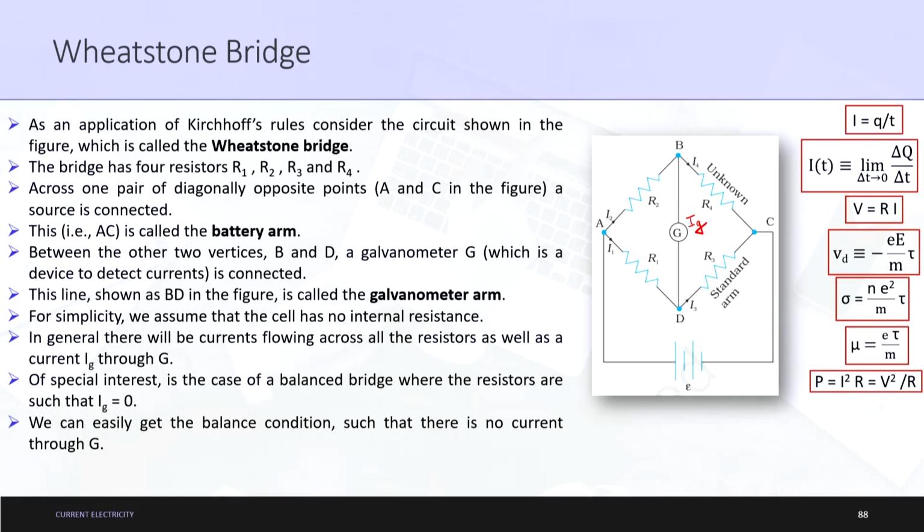What happens in a balanced bridge? The resistors are such that Ig is equal to 0. There will be a combination of these resistors such that the current flowing in this BD arm is 0. So, we can easily get the balance equation such that there is no current through G. How to get this balance equation is the complete application of the Wheatstone bridge. Let us move on.